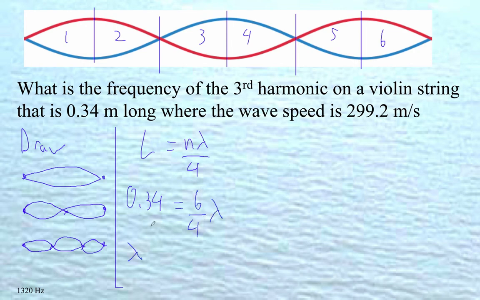So the wavelength is 0.34 times 4 divided by 6. And I get that the wavelength is 0.226666 meters, right? All right, we got a page. Luckily, I turned off my speaker.